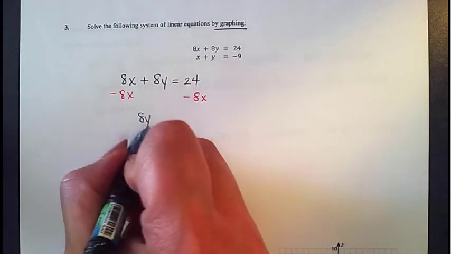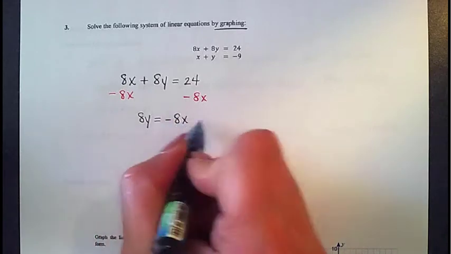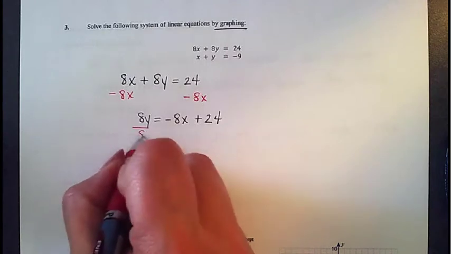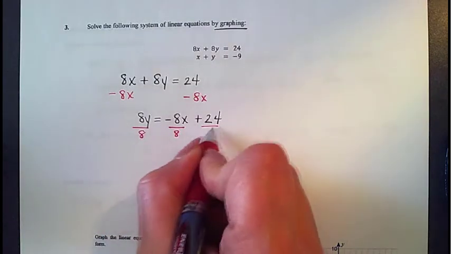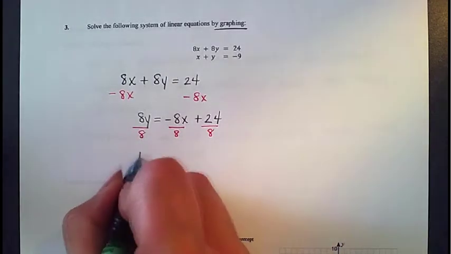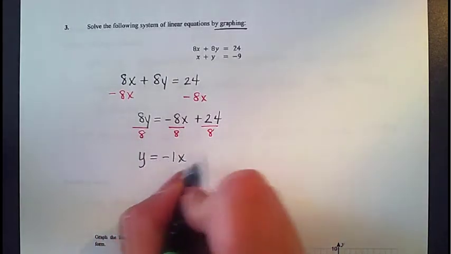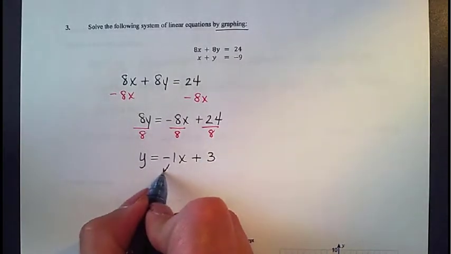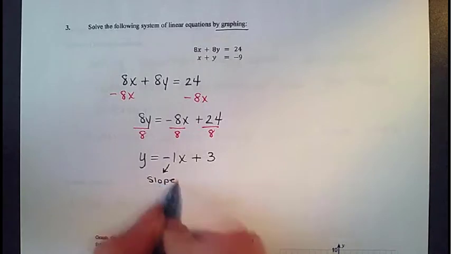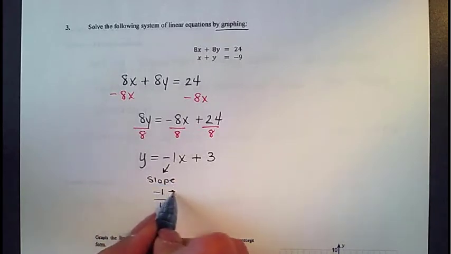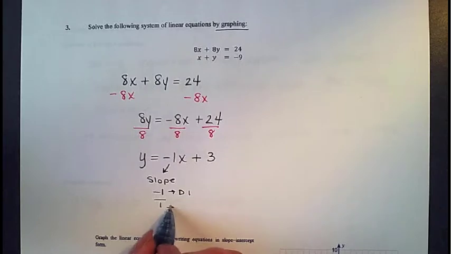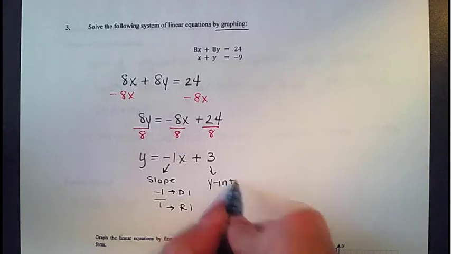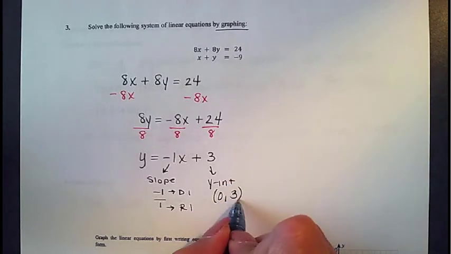So we're going to have 8y equals negative 8x plus 24. And then we're going to divide everybody through by 8. So y is going to equal negative 1x plus 3. Again, remember that this is your slope, and it is negative 1 over positive 1, so this means we're going to go down 1, and then to the right 1. And our y-intercept again is that point 3, so this is going to be (0, 3).